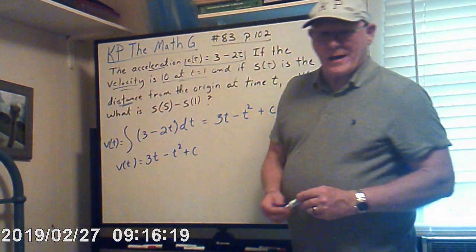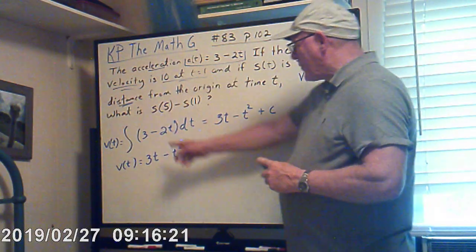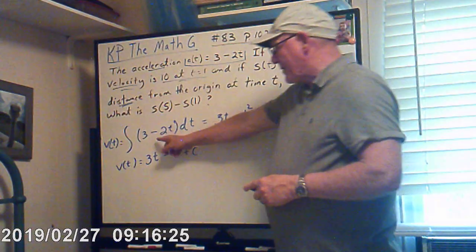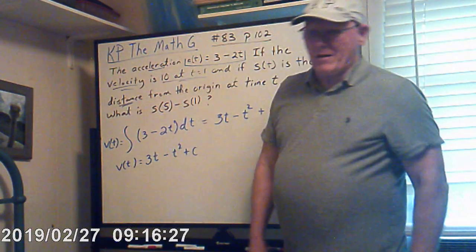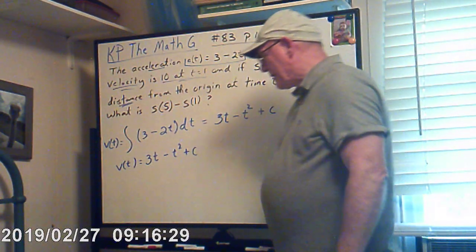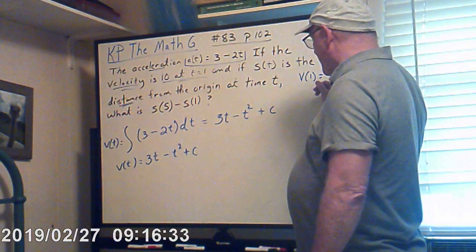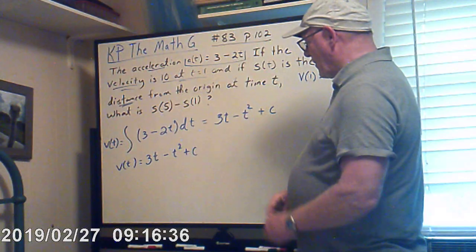Man, oh man, the last time I did this problem, I put a plus sign here, and I did everything right, except this is a minus sign, so you got to watch your signs, even at this level. Now, I already know that v at 1 is 10.